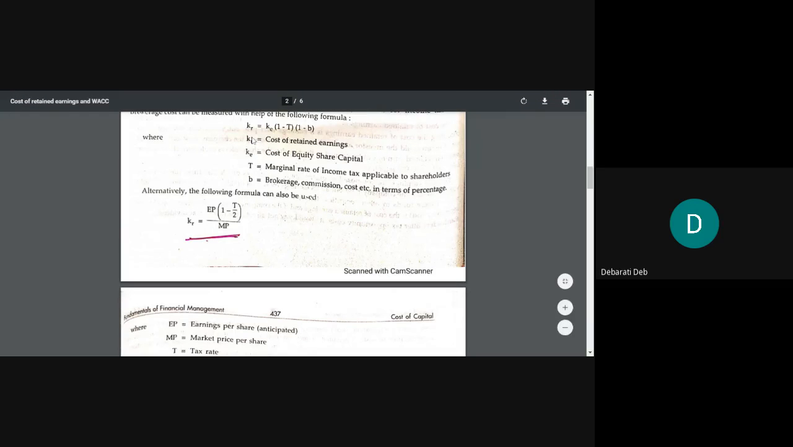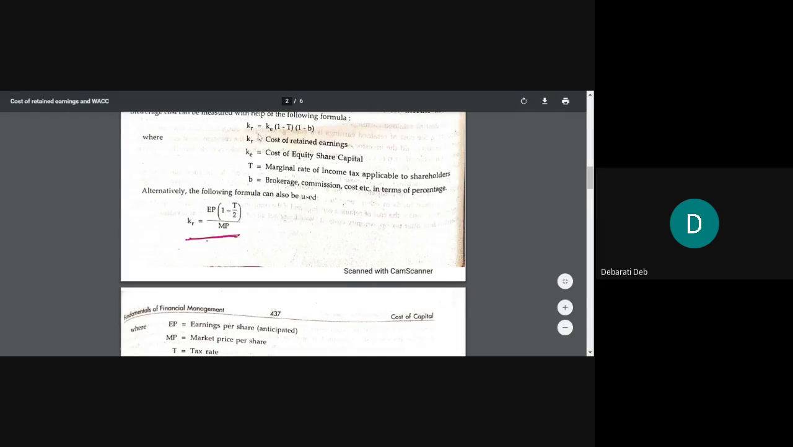And then you write this formula. First you write KR equals to, KR means cost of retained earnings. KR equals to KE, where KE means cost of equity. So if you want to use cost of equity and then calculate cost of retained earnings, then you will use this formula. Cost of retained earnings KR equals KE into (1 minus T) into (1 minus B). You write this formula in your copy. KR equals KE into (1 minus T) into (1 minus B).